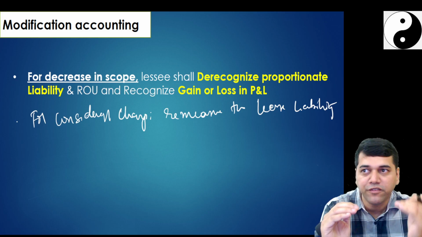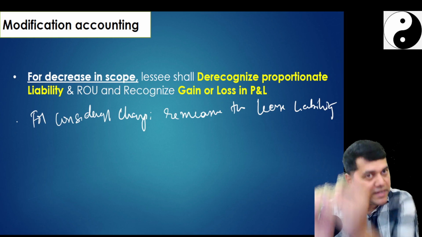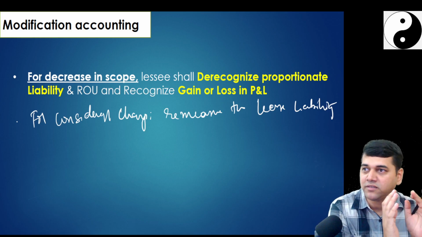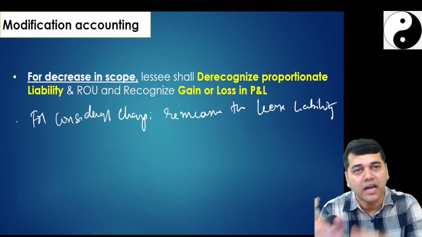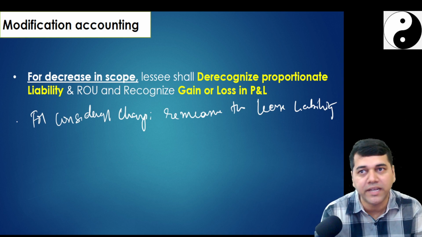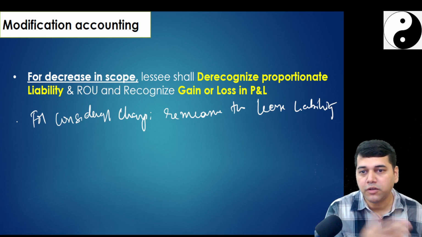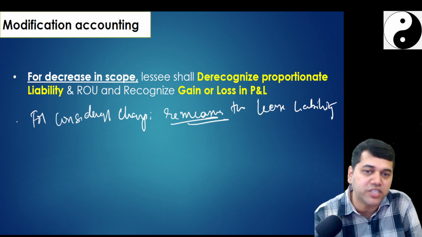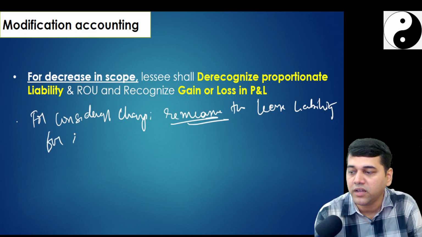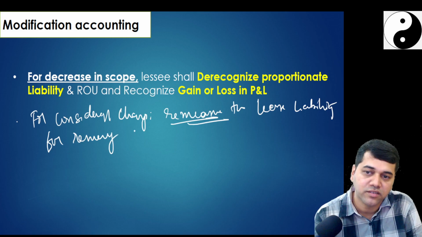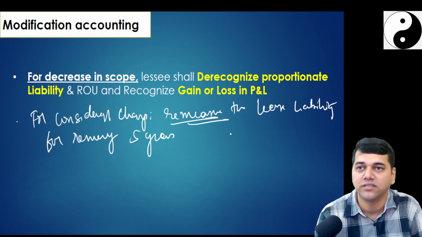Otherwise, if it was 25, then you would have simply reduced liability, simply reduced your asset, passed one entry, lease liability to ROU, to P&L, whatever, and then continued for the balance. But your liability also changes. That is why you need to remeasure the lease liability for the remaining how many years? 5 years. Term didn't change.